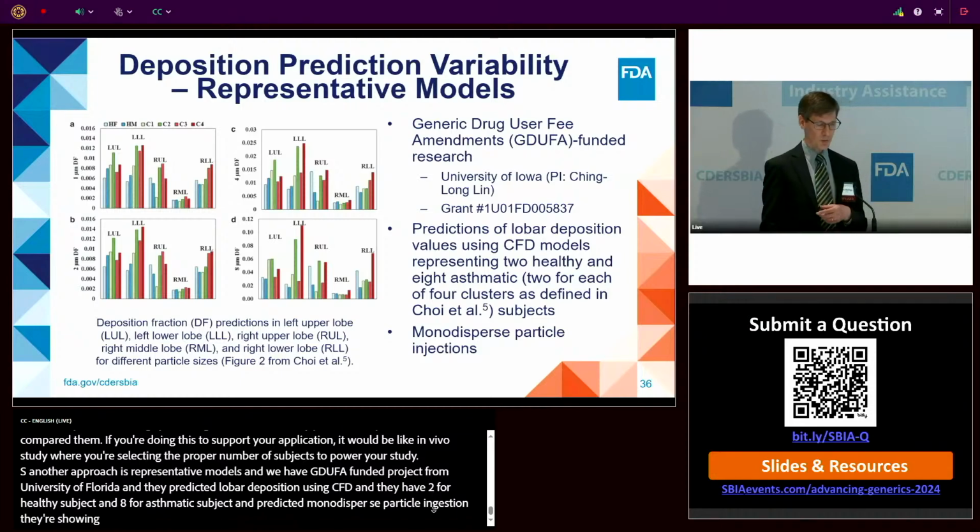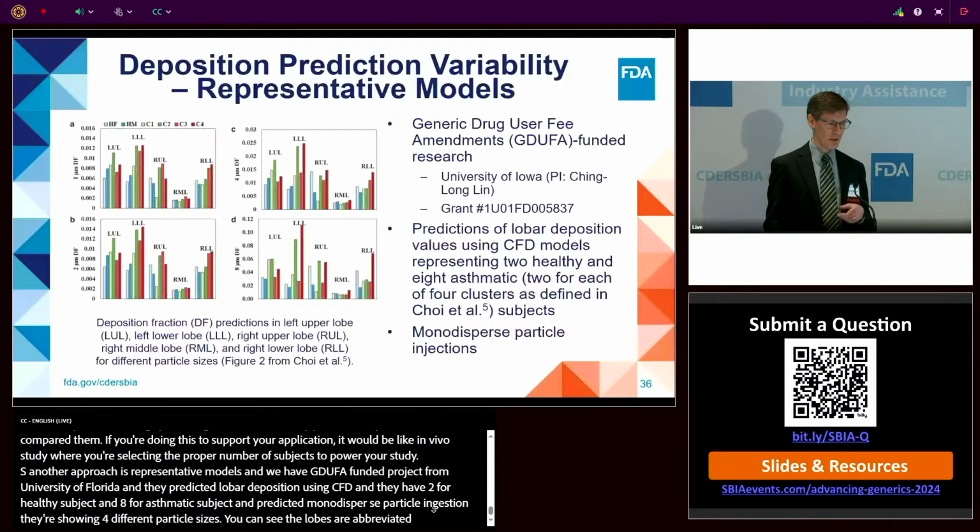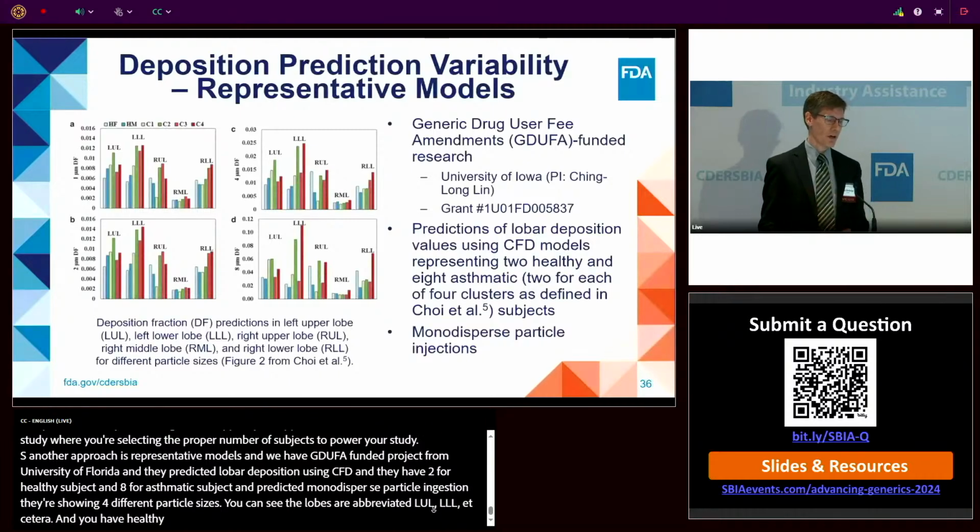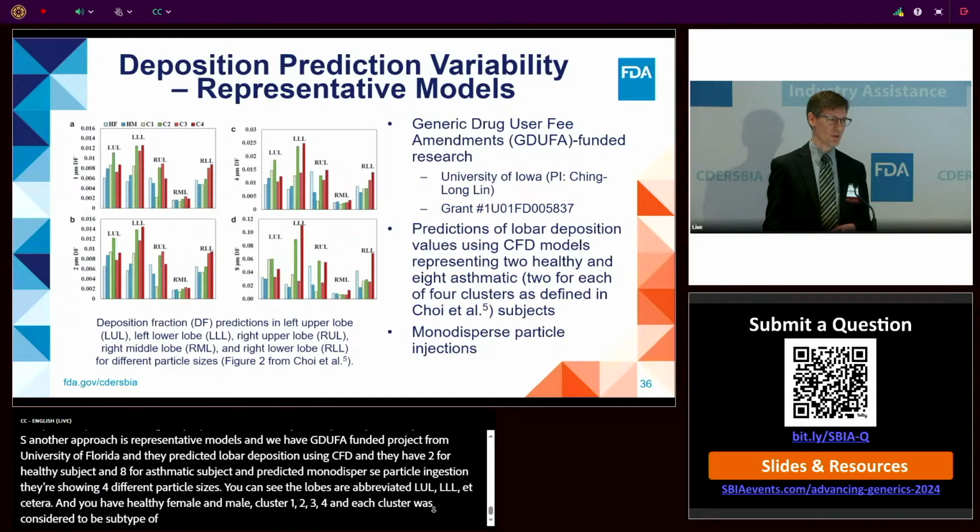You can see the lobes are abbreviated as LUL, LLL, et cetera. And you have healthy female HF, healthy male HM, cluster 1, 2, 3, and 4. And each cluster was considered to be a subtype of asthma. And you can tell that depending on the particle size or the lobe, the variability could be very little or it could be very high.